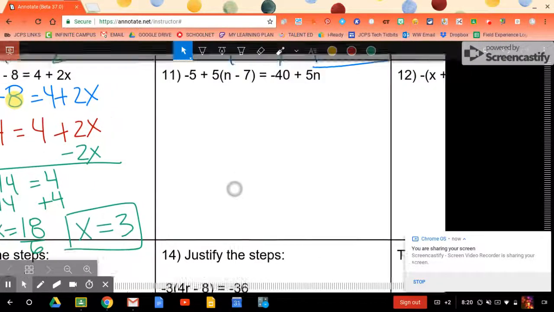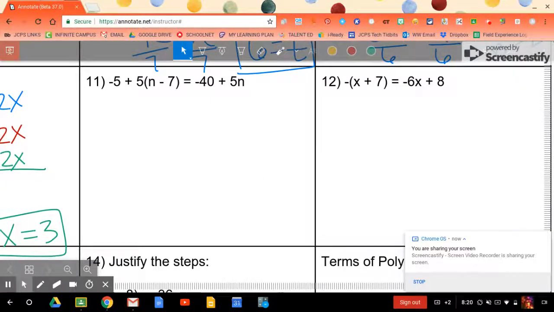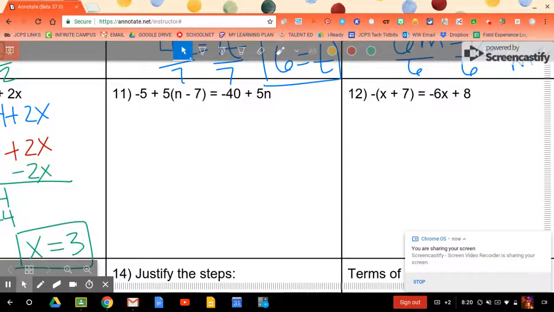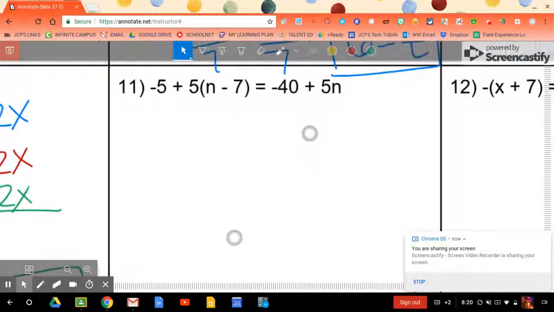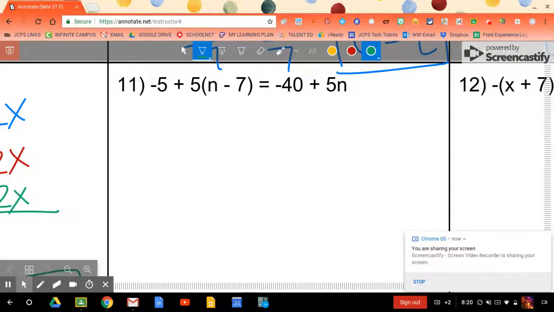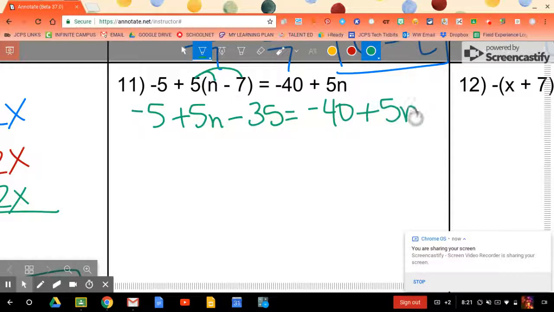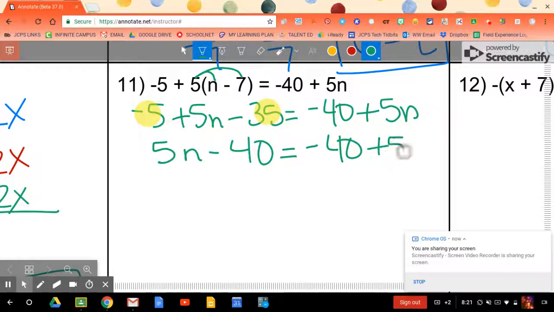Okay, moving on to number 11 and number 12. On number 11, our first step is to distribute. So we're going to get negative 5 plus 5n minus 35 equals negative 40 plus 5n. We then have like terms on our left side, negative 35 and negative 5, so we're going to combine those to get 5n minus 40 equals negative 40 plus 5n.